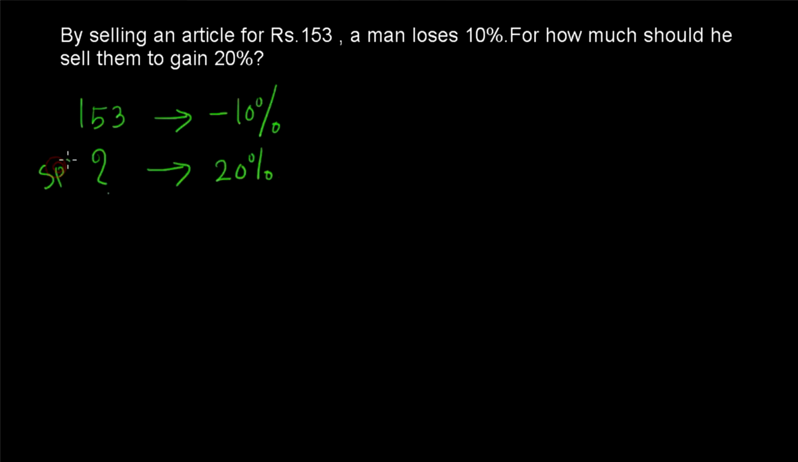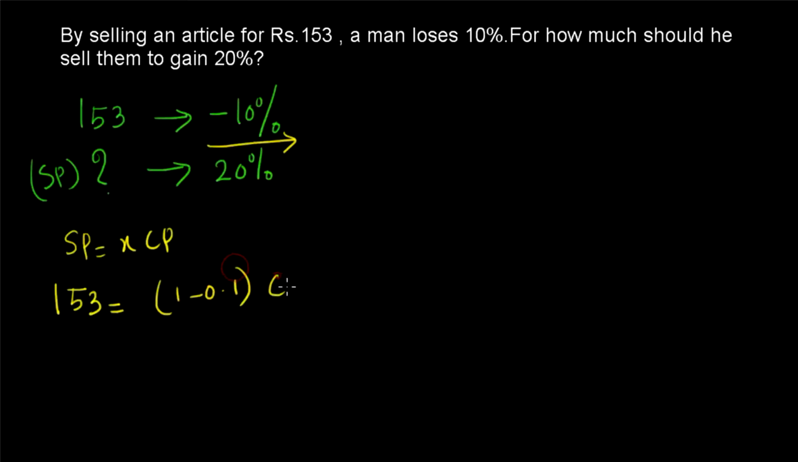Let it be given by SP. We are using our standard formula, SP is equal to X into CP. When it is a 10% loss, how can we write the equation? 153 is equal to 1 minus 0.1 into CP. If it is a gain, we will be adding to 1. If it is a 20% gain, we will be adding 1 plus 0.2 into CP. If it is a 25% gain, we will be adding 1 plus 0.25 into CP.